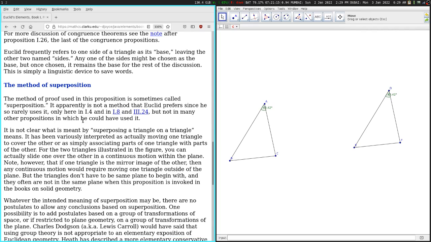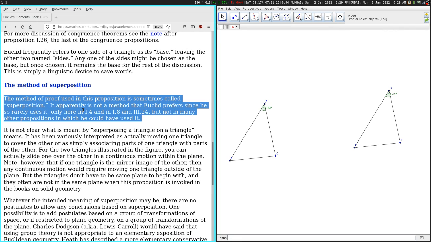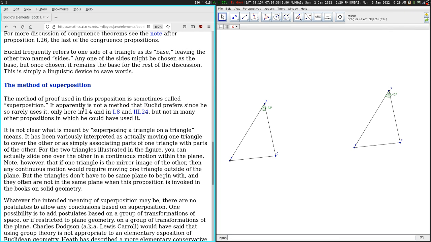The method of superposition. The method of proof used in this proposition is sometimes called superposition. It apparently is not a method that Euclid prefers, since he so rarely uses it. Only here in 1.4, and in 1.8 and in 3.24, but not in many other propositions in which he could have used it.